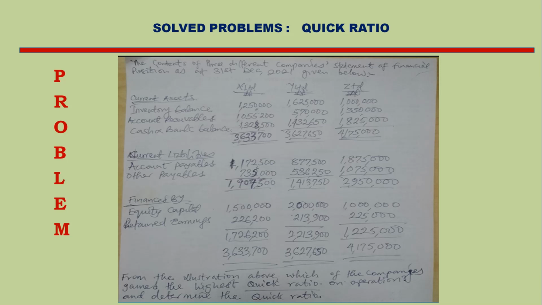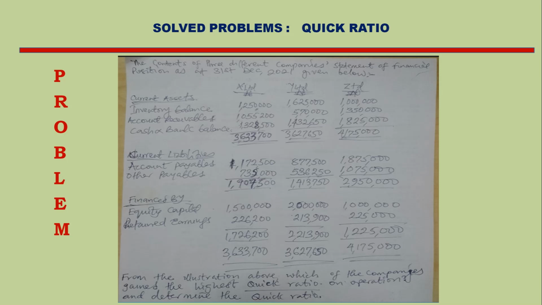1,075,000. Total current liabilities for X Limited 1,907,500, Y Limited 1,413,750, Z Limited 2,950,000. Financed by equity capital: 1,500,000, 2 million, 1 million.